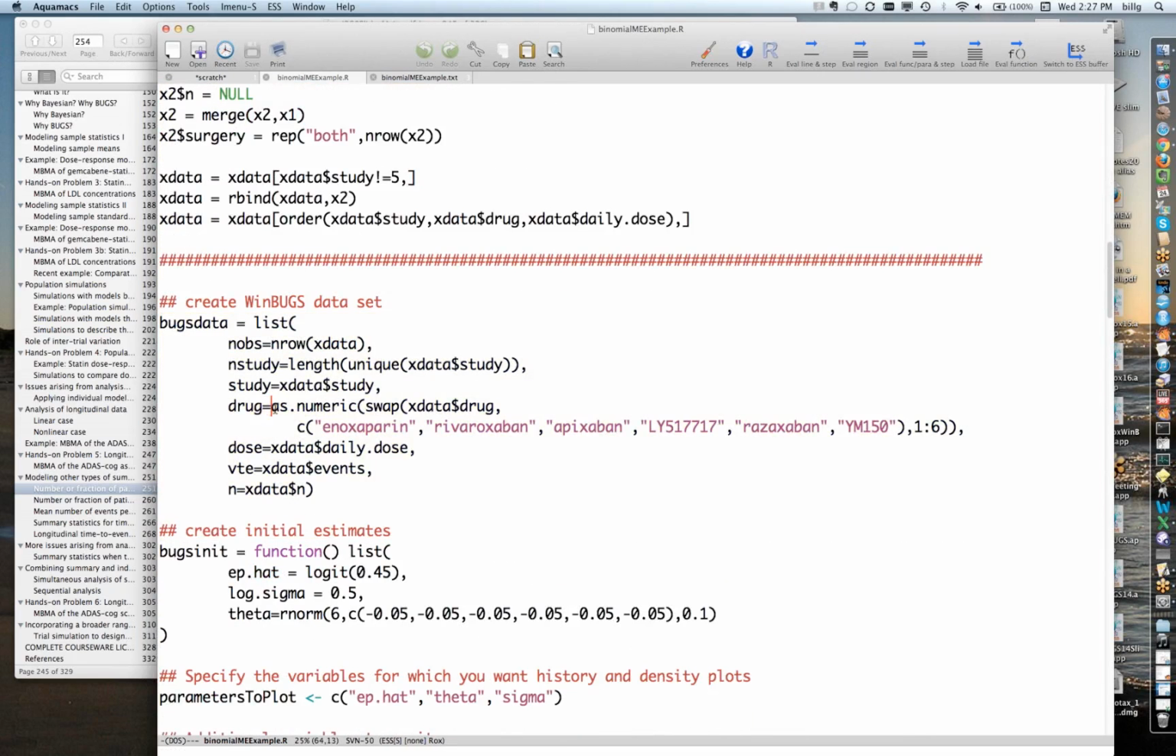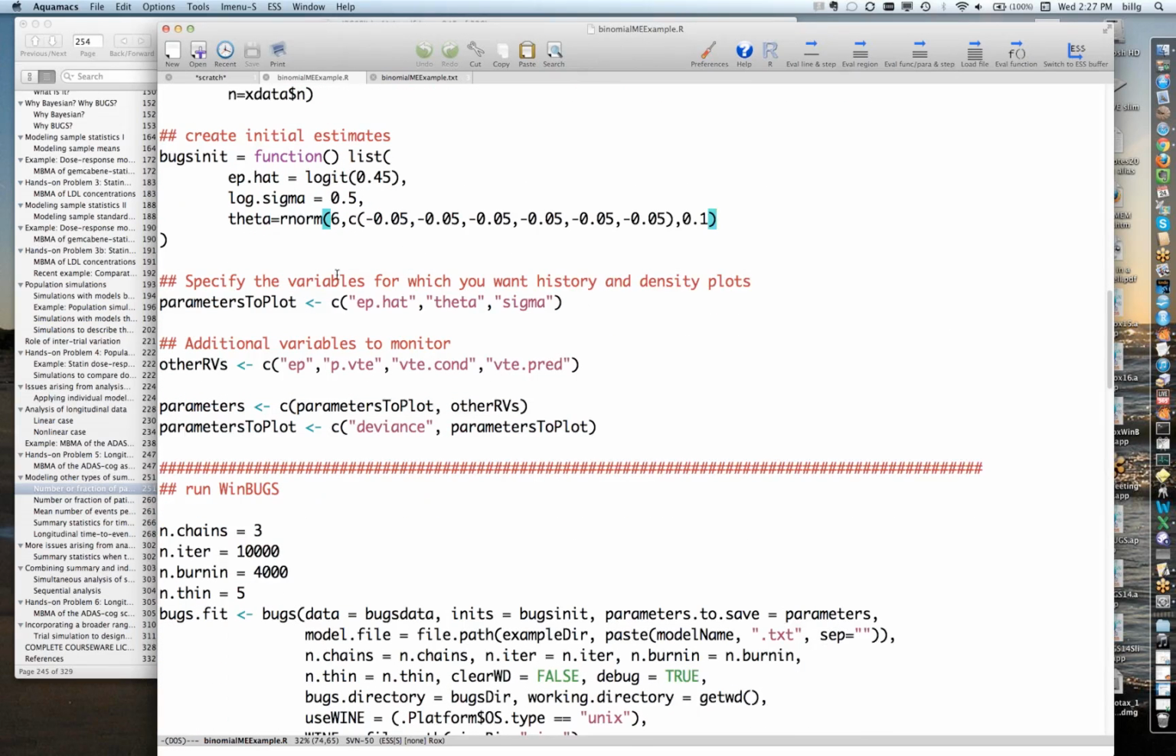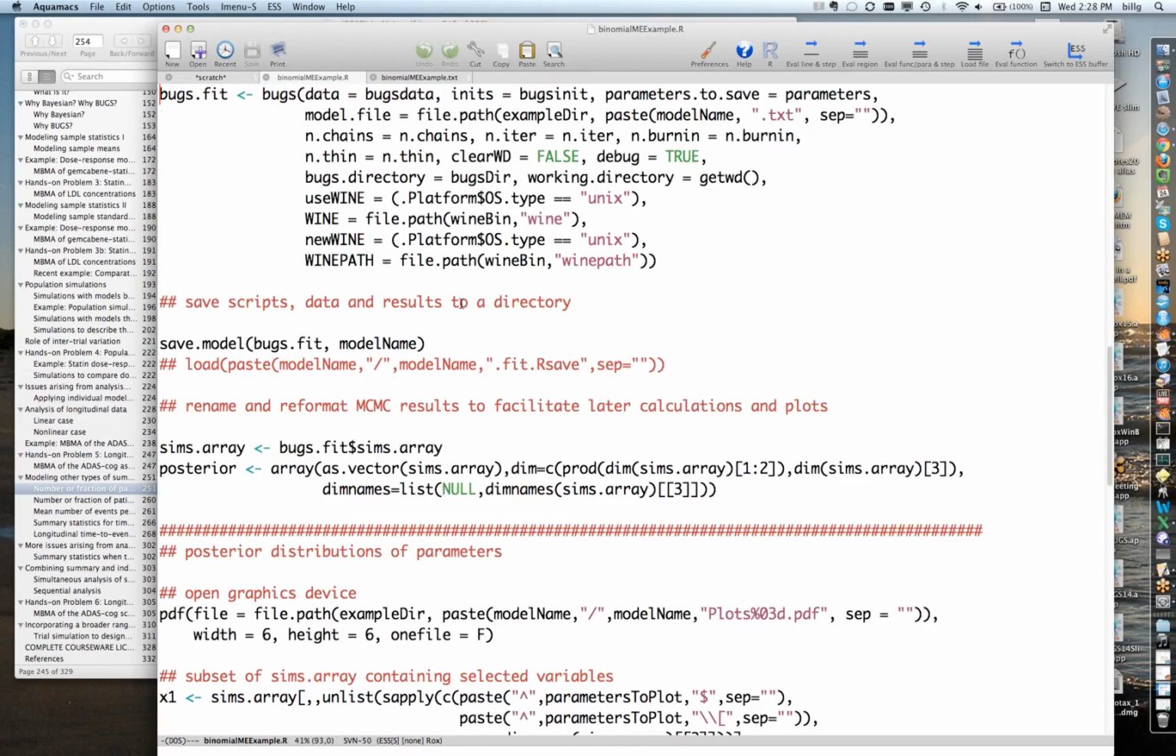Maybe point out this is where the information about what drug it is gets converted to an integer from 1 to 6. In fact, you can see the matchups here. Enoxaparin is 1, rivaroxaban 2, and so on in this list. Initial estimates, nothing too interesting there. Most of that's all pretty familiar stuff.